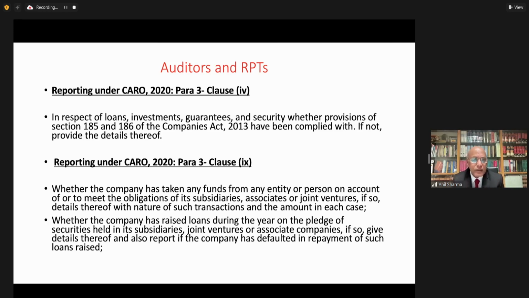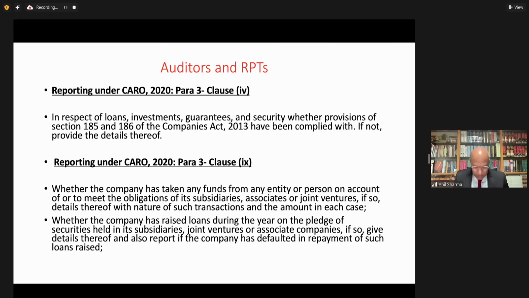Now coming to clause 9 of para 3. Here, whether the company has taken any funds from any entity or person on account of or to meet the obligations of its subsidiaries, associates and joint ventures. If so, details thereof with the nature of such transaction and the amount in each case.